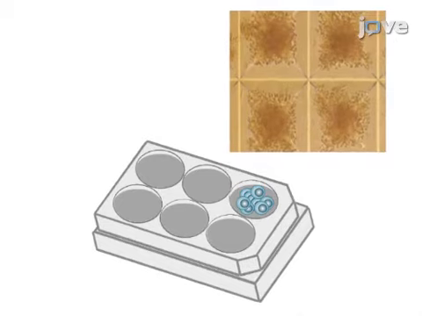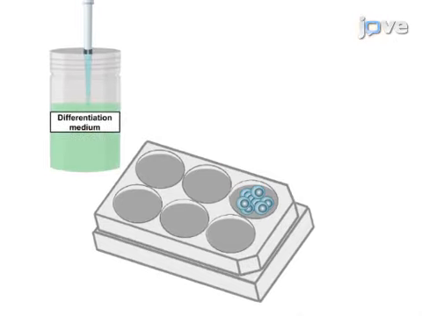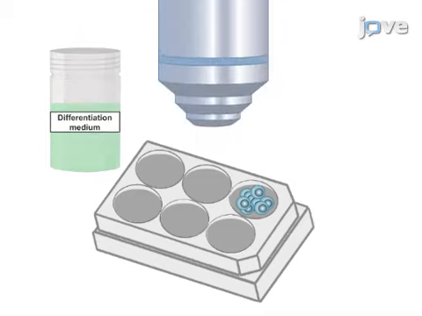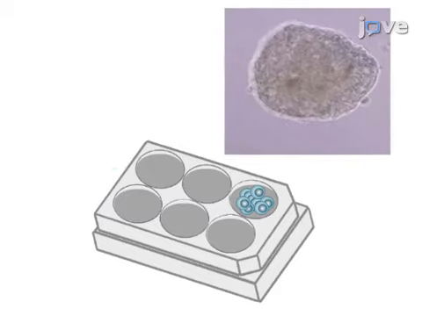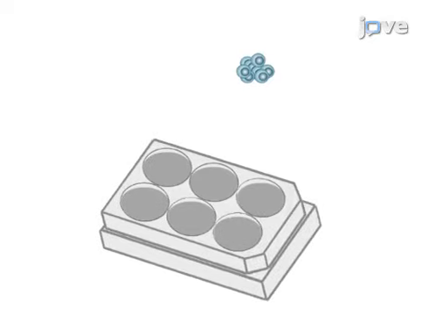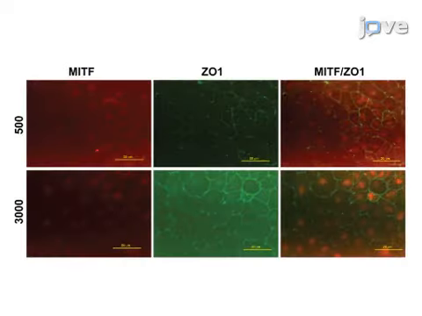In the second step, directed differentiation of the iPS cells is initiated towards the retinal lineage, and then the iPS RPE cells are identified and isolated. In the final step, the iPS RPE cells are enriched and expanded. Ultimately, the iPS RPE cells can be analyzed for their expression of iPS RPE specific markers.